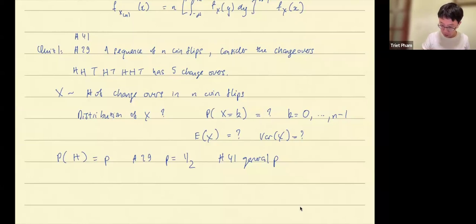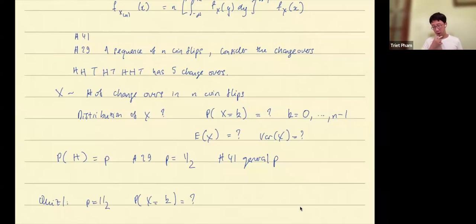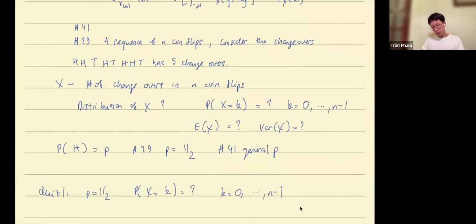Anyway, for your quiz, let's ask you to solve this question. When p equals 1/2, find the distribution. What's the probability of having k changeovers, where k ranges from 0 to n minus 1? How would you do this?